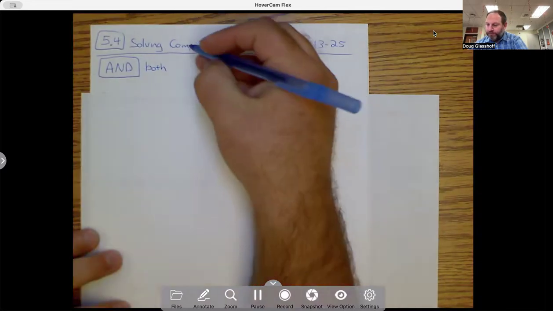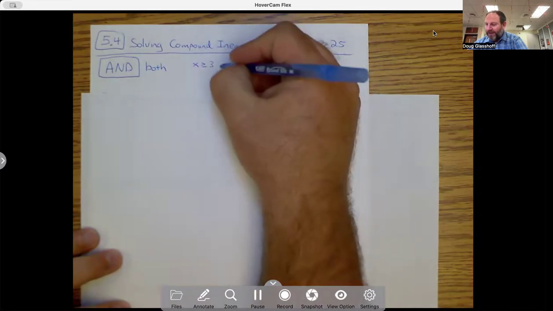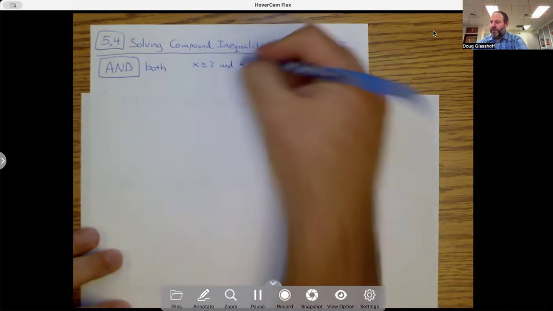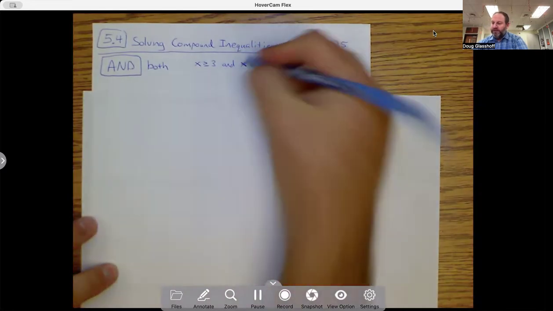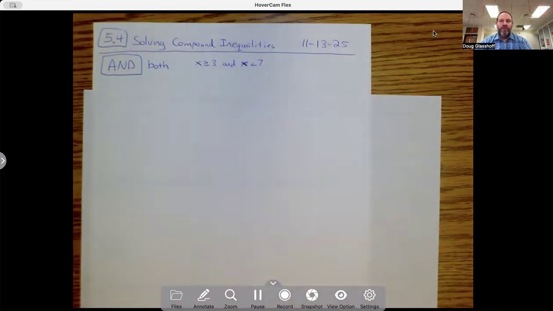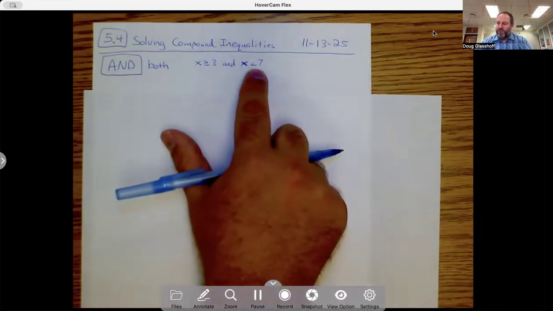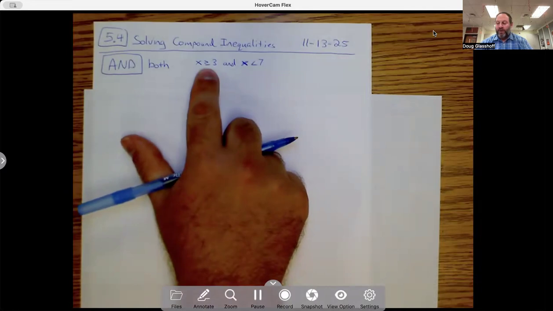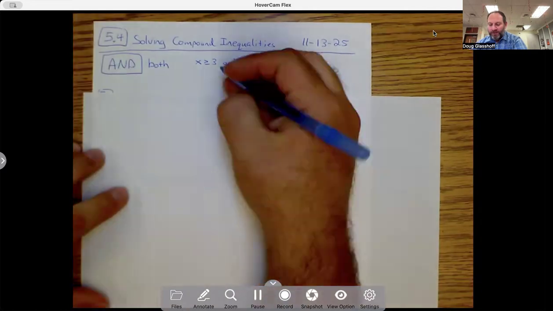So for example, if I say something like x is greater than or equal to 3 and x has to be less than 7, both of these requirements have to be met. If I say x is 4, that fits. It meets the requirement of being greater than or equal to 3, and it meets the requirement of being less than 7. But if I say 8, it is greater than or equal to 3, so it meets that one, but it doesn't meet this one. So it has to meet both requirements to be true.